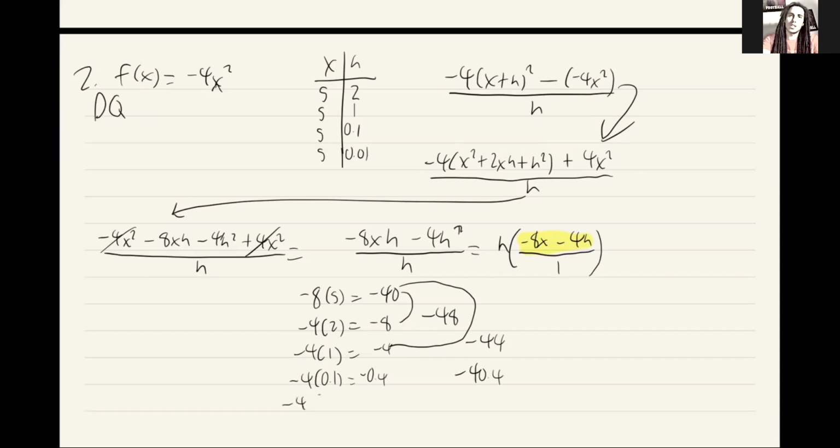Then for negative 4 times 0.001, that is going to become negative 0.04. So then negative 40 minus 0.04 becomes negative 40.04.